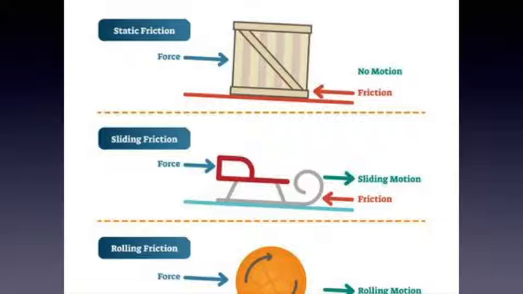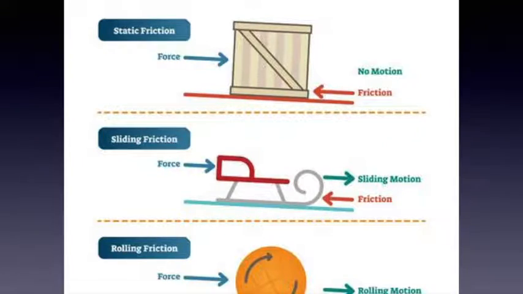Looking at this image, you'll notice that the first picture is showing static friction. We have a box sitting on a ramp. There is a force pushing the box down, but friction is resisting that force. So we have a force acting in the opposite direction, which results in no motion.